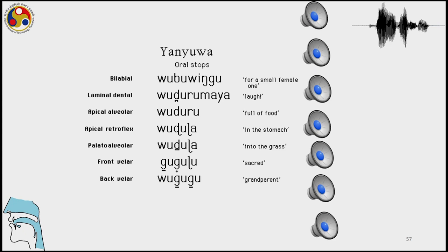So finally, that was the front velar, and this is the back velar. Now we can see that apart from glottals, pharyngeals and uvulars, velars can also show contrast in a language like Yanbuya. We can have a contrast between a front velar and a back velar.